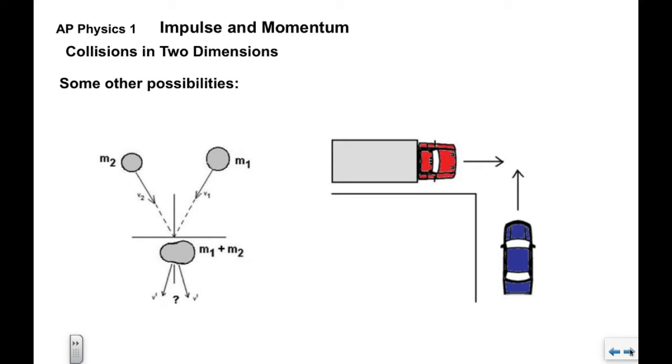Of course, we could turn the image in a different direction. We could use realistic objects. Car and a truck, you'll see a problem like this. The truck and the car collide and move away from the collision as a single combined mass. You can imagine lots of possibilities here. Okay, so that'll do it for two-dimensional collisions.